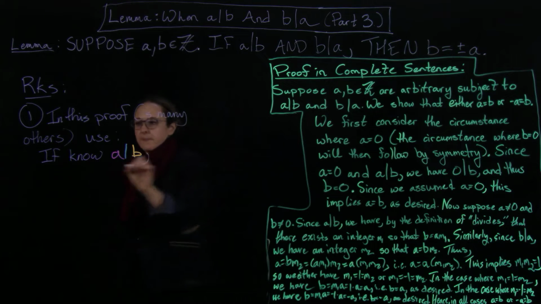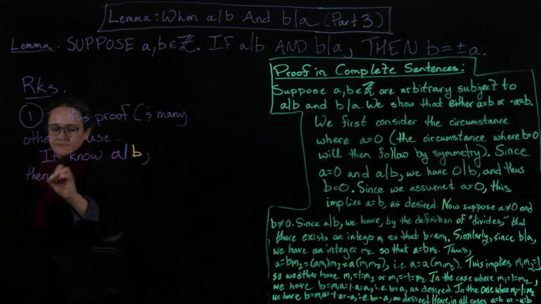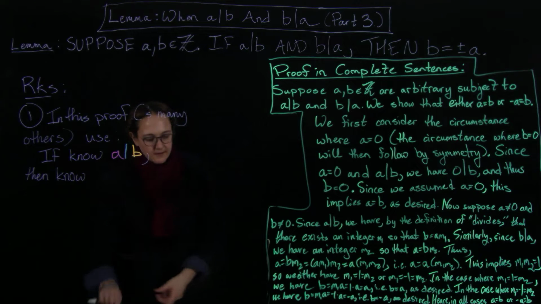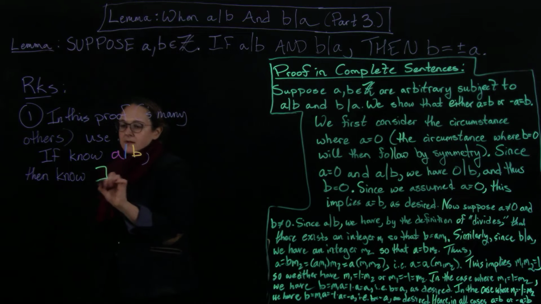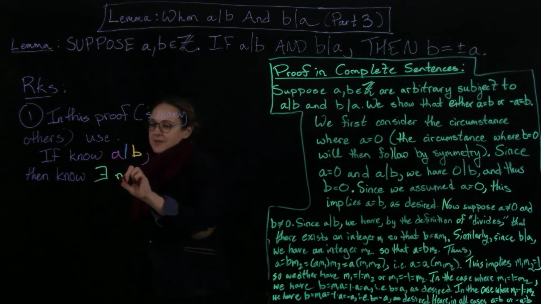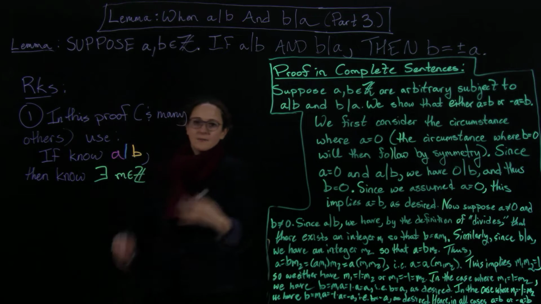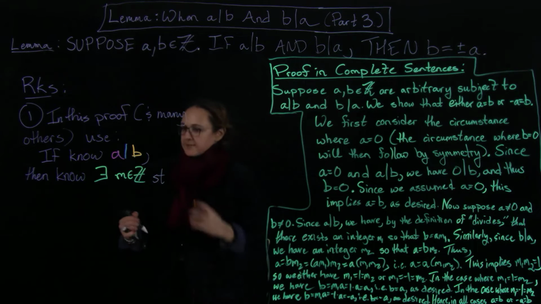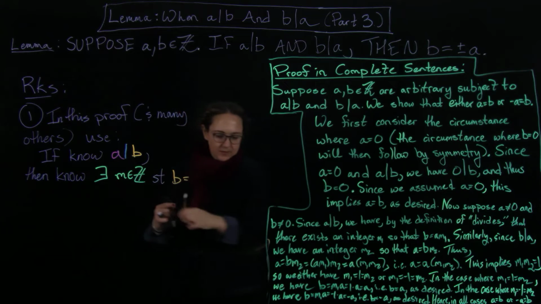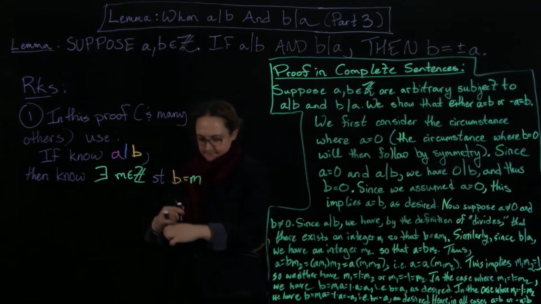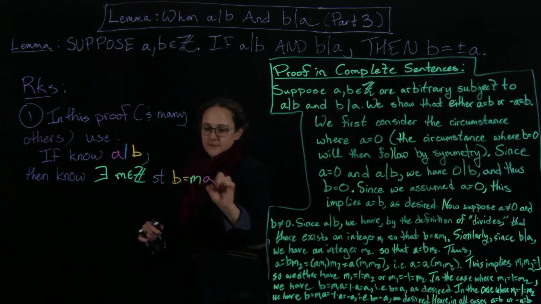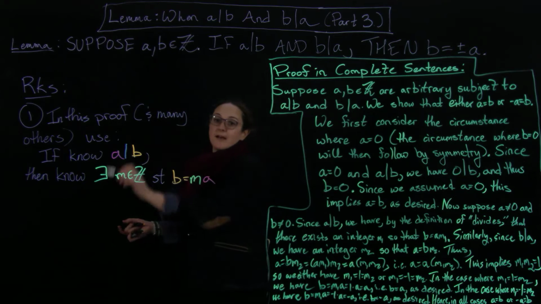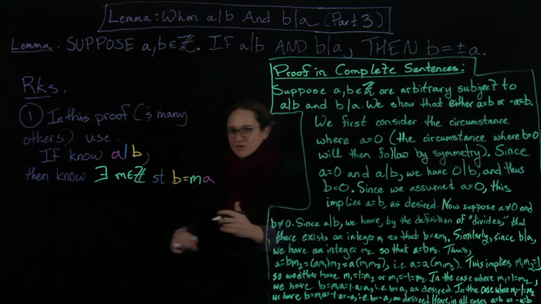then we know there exists an m in the integers. So we know that there is some m in the integers, so that we have B equals m times A. And another remark: when we know that A divides B, then we have a way to write B in terms of A, and that can be very useful.